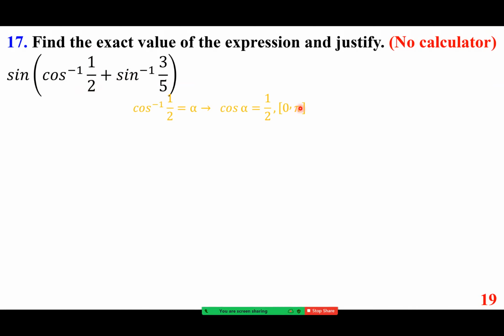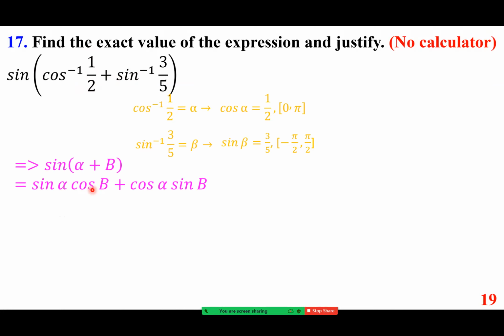And we know it to be between 0 and pi because that's how the restriction works for the cosine inverse. In this case, a sine inverse, we call it beta. That means the sine of beta is 3/5, and it's between negative pi over 2 and pi over 2, the first and the fourth quadrant. So sine of alpha plus beta is sine alpha cosine beta plus cosine alpha sine beta.